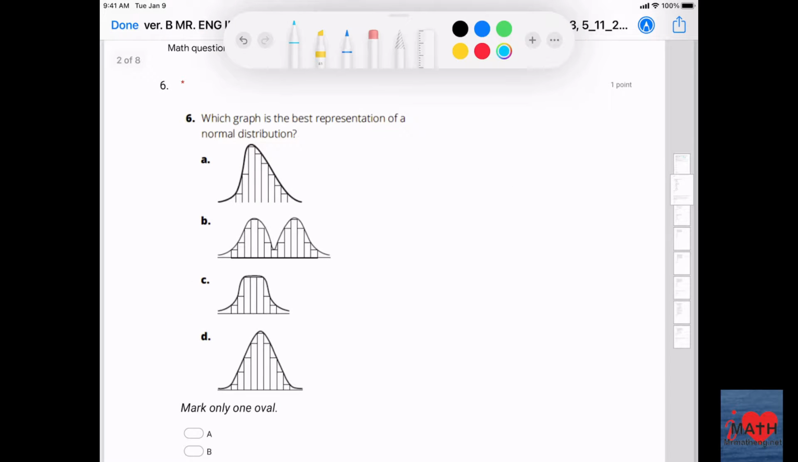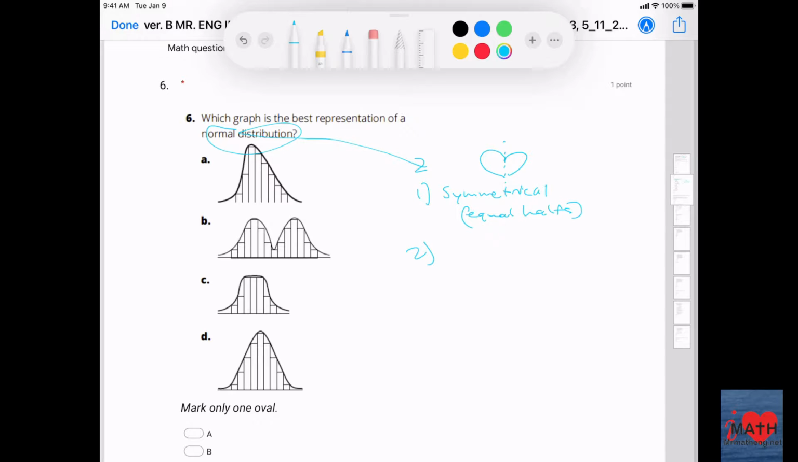Alright, first question we see is question number 6. Which graph is the best representation of a normal distribution? Well, what is a normal distribution? There's a couple of things. Number one, it's symmetrical. Means you can cut it in half or fold it in half and it's exactly the same. I'll just write equal halves.